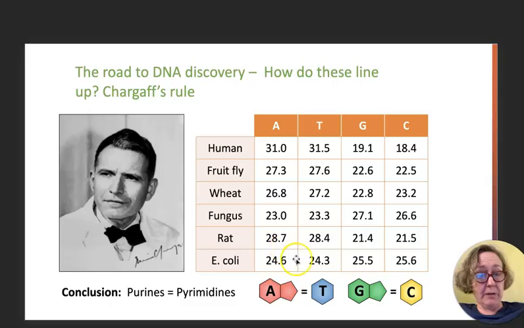And here's some of his data. Look at all the things he looked at: humans, fruit flies, wheat, fungus, rats, E. coli. Does not matter. I mean, as it turns out, viruses, because they're always weird, there's always about an equal amount of A and T and almost an equal amount of G and C. See how that math works? That is Chargaff's rule.